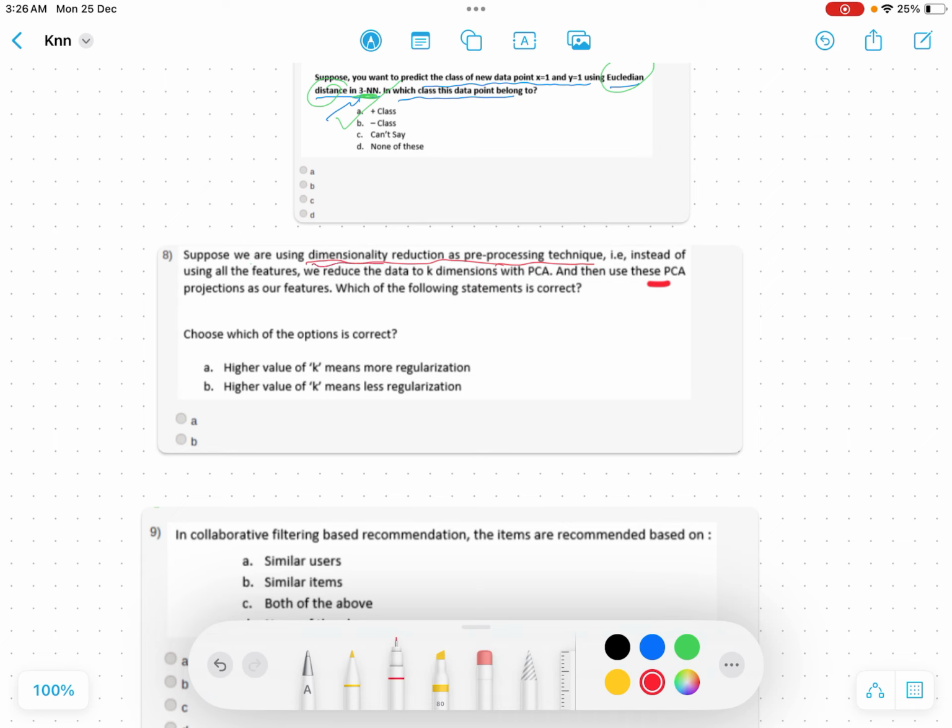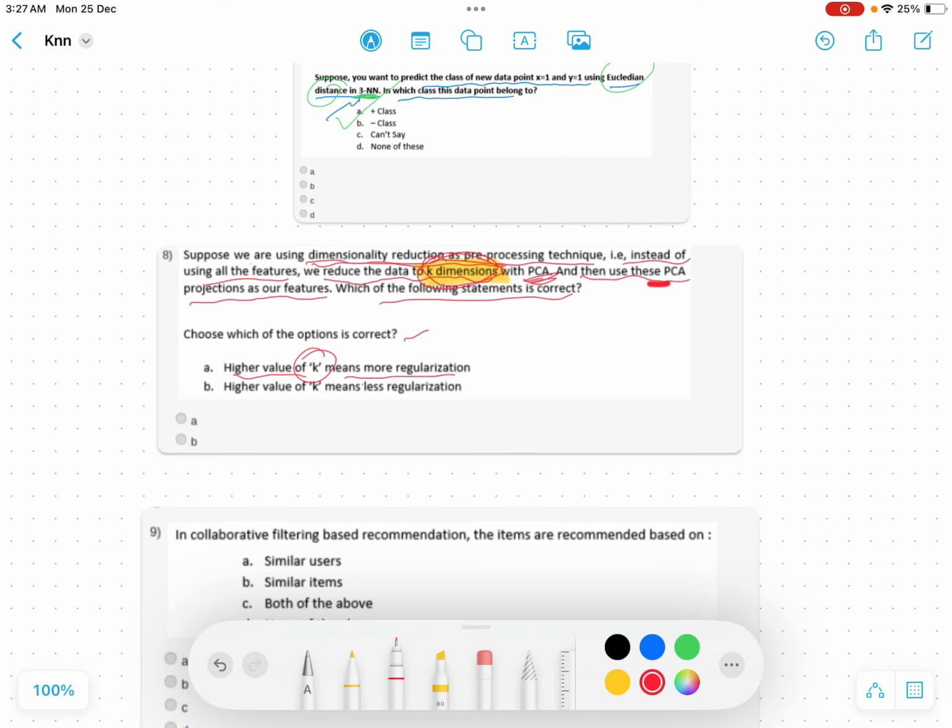Suppose we are using dimensionality reduction as a pre-processing technique, that is, instead of using all the features, we reduce the data to k dimensions. So here we have k dimensions with PCA, principal component analysis, and then using this PCA projection of our features, which of the following statements is correct? Choose the correct one. A, higher value of k. So here k is the dimension, right? Higher value of dimension means more regularization.